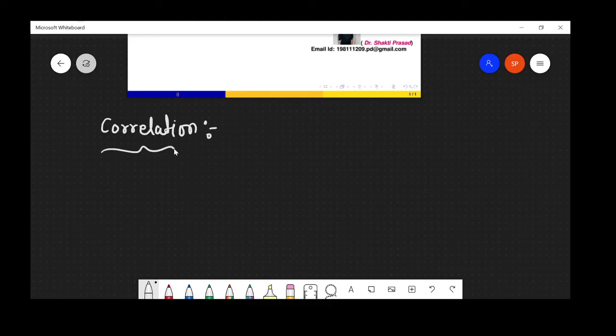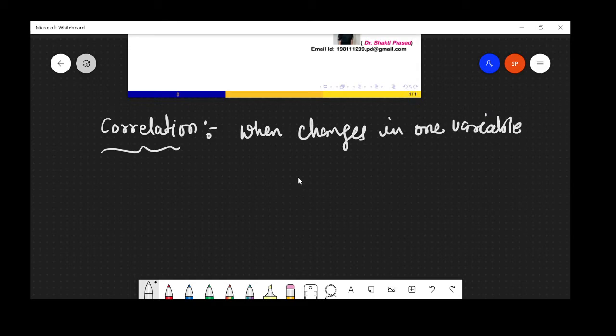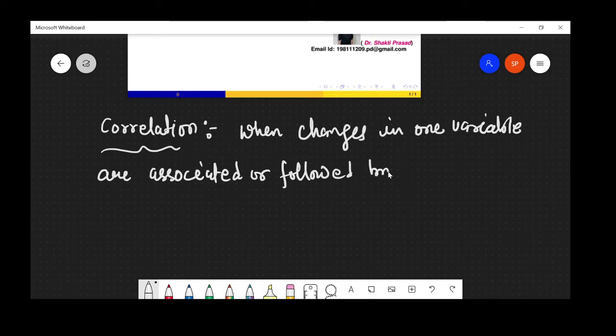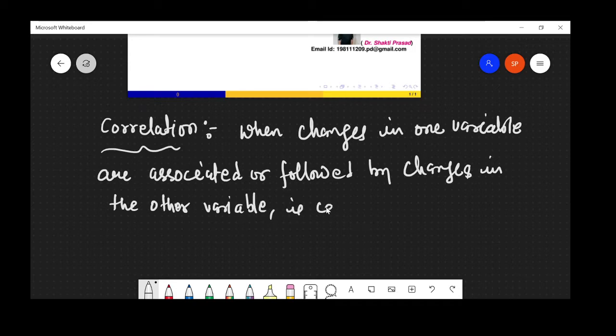Correlation means what? When changes in one variable are associated with, or followed by, changes in the other variable, it is called correlation.